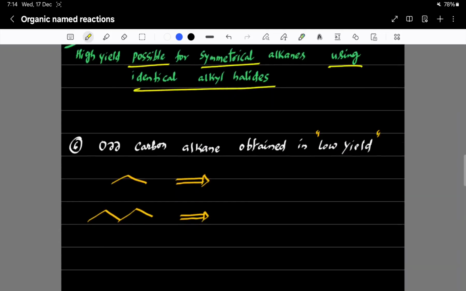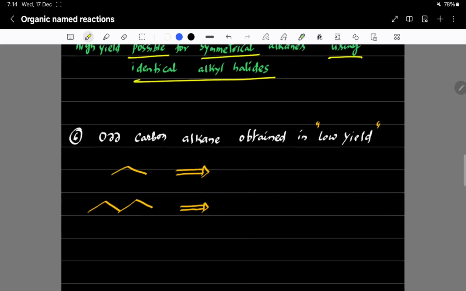Now, odd carbon alkanes are obtained in low yield only. For example, I want to prepare propane. Then I need methyl chloride and I need ethyl chloride, right? If I use only methyl chloride, which is identical, I cannot get propane. If I use only ethyl chloride as identical, then I cannot get propane, I will get butane. So in this particular reaction, student, we need two different alkyl halides. Then only the odd number alkane is obtained in low yield.